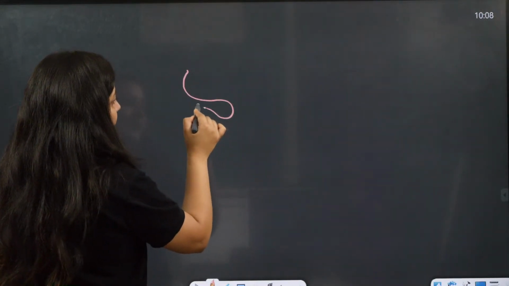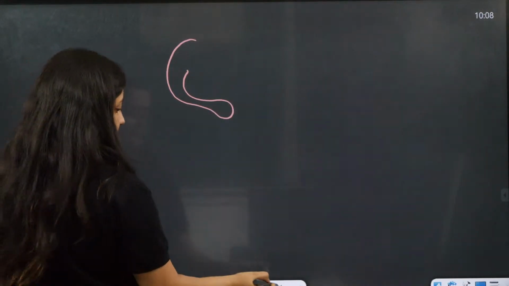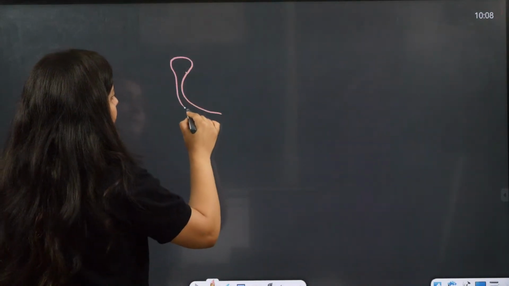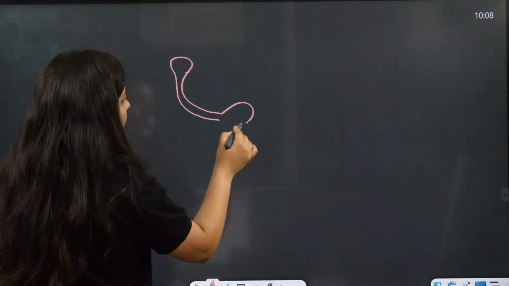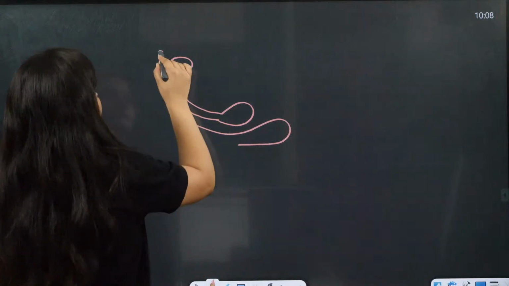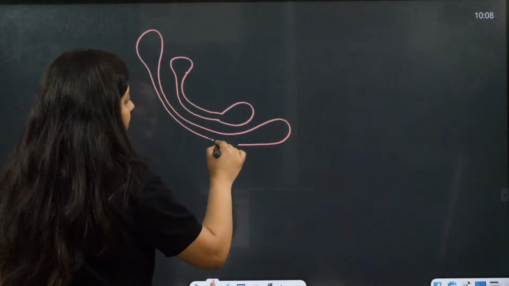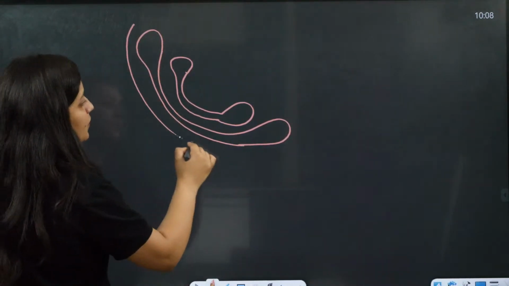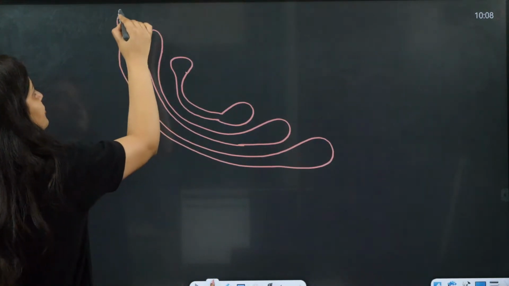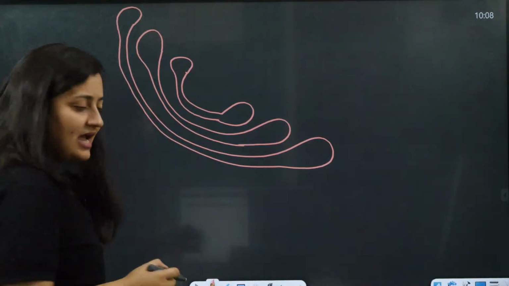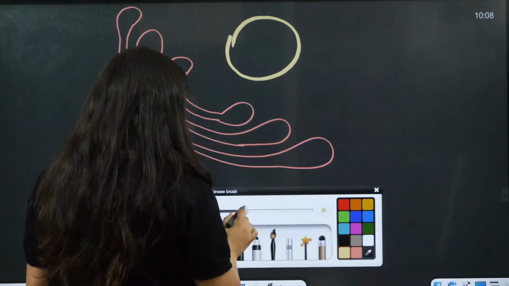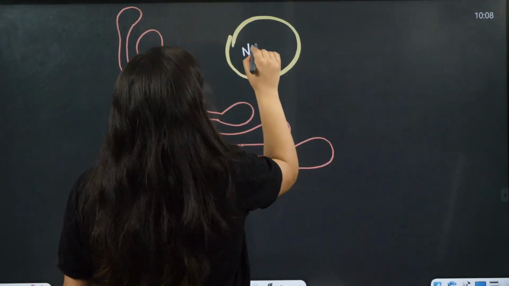Let me show you this part. Again it is a network. If you observe it properly, these cisternae, these pouch-like structures, are there. Again it is a network, and it is near to what? It is near to the nucleus. Here, see, it is the nucleus.